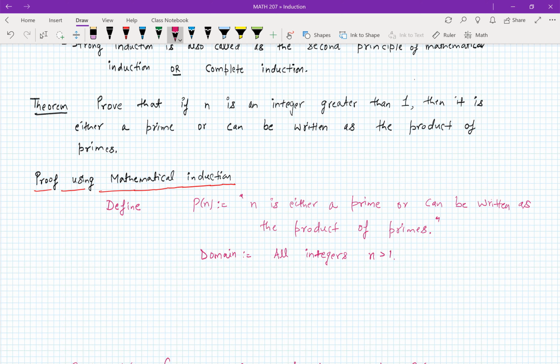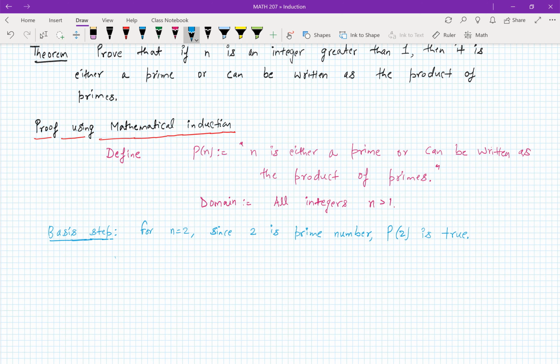When we look at the proof using simple mathematical induction, the first thing we do is define the statement P of n as: n is either a prime or can be written as the product of primes, where my domain is all integers n greater than 1. Now the basis step: my first integer in the domain is n equals 2, and since 2 is a prime number, my statement P of 2 is true.